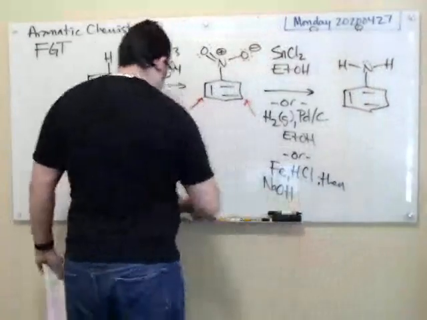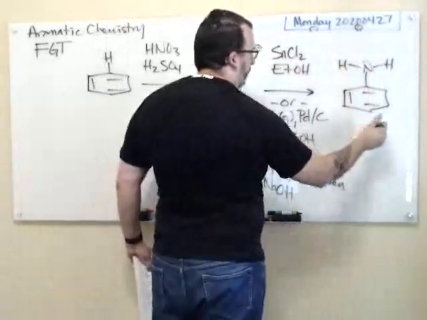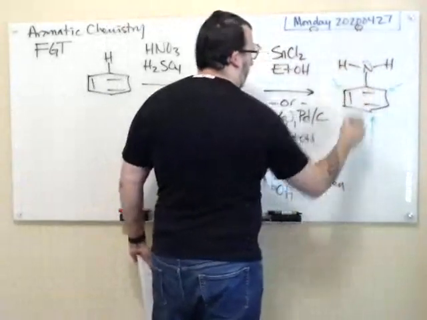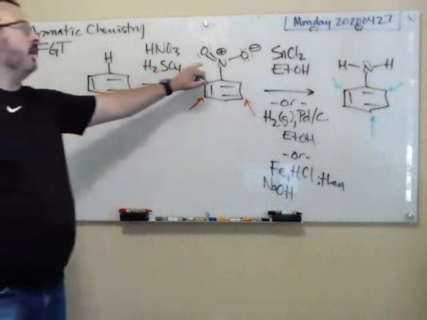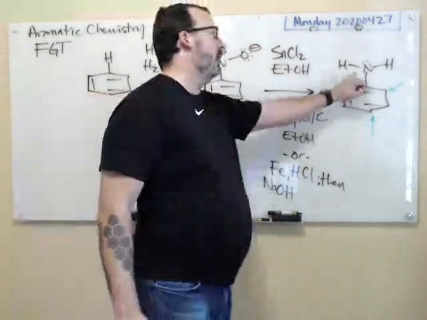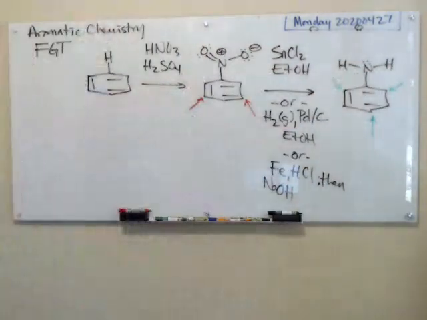So we're going from nitrobenzene to aminobenzene or aniline. And again, that's an ortho-para-director. So the functional group transformation, after we get the nitro in, we can reduce it to get the amino group in and flip the reactivity. Any questions on either of those functional group transformations?